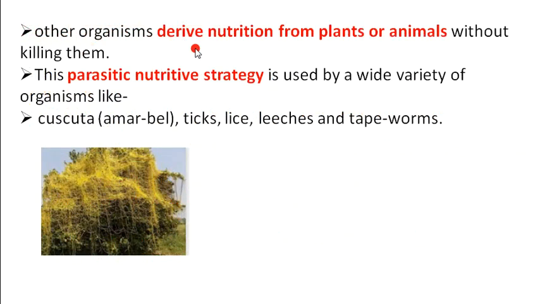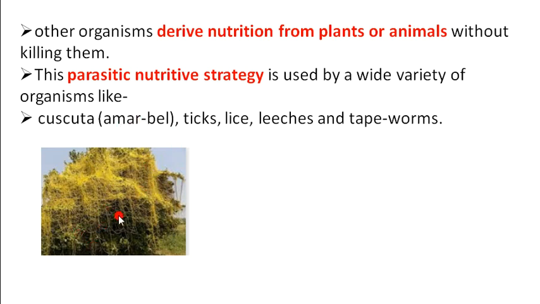Now, other organisms derive nutrition from plants or animals without killing them. Killing is not necessary. So some organisms do not kill the plant or animal and take their nutrition, their food, or their energy. This is the parasitic nutritive strategy. Parasitic means depending upon another organism but without killing it. This is the parasitic strategy.